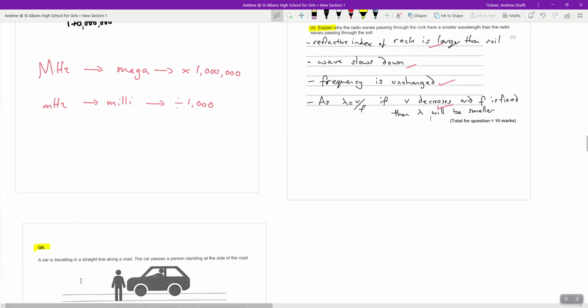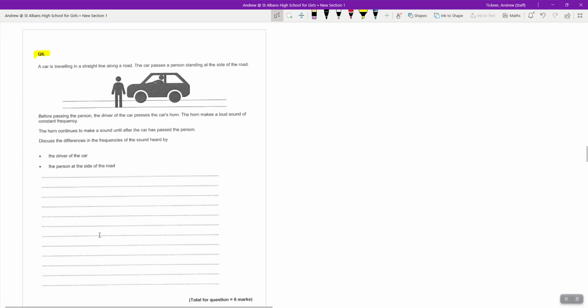Okay, right. Question 6. Cars travelling on the road. Excellent, we've got a Doppler shift question. And by writing the words Doppler shift, we've already got a mark. Hurrah. So we've got the car, it's going to go down and pass this person, sounding the horn, and we're interested in what this person here hears, and what this person here hears. For the driver you can get a max of 2 marks, and you can get a max of 5 marks here. So you have to say something about both to get the maximum 6 marks possible. So what can we say about the driver? They are moving with the horn. So they move.